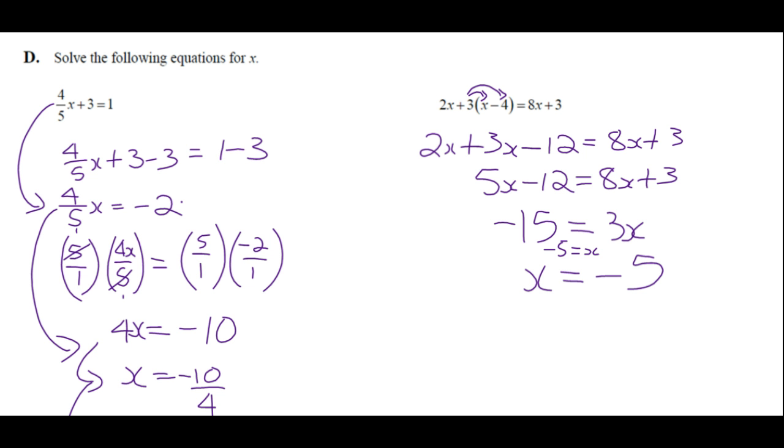When you solve, you can also check. Put a negative 5 back in here. So 2 times negative 5 plus 3 times negative 5 minus 4 is equal to 8 times negative 5 plus 3. Actually, I'm going to put a question mark there because I think it is, but I don't know it is. So this is the check. I get negative 10 plus 3 times negative 9. Is that equal to negative 40 plus 3? So is negative 37 equal to negative 37? Yeah, it is. That's a very quick check.